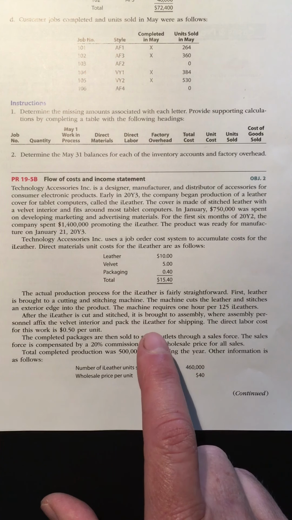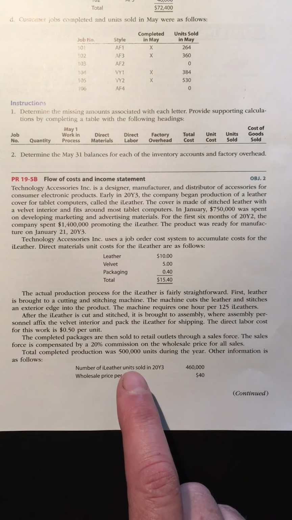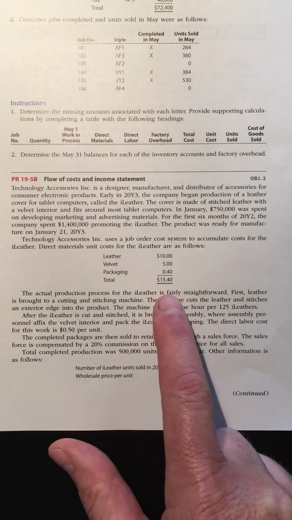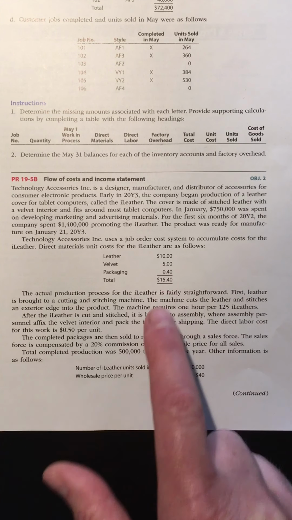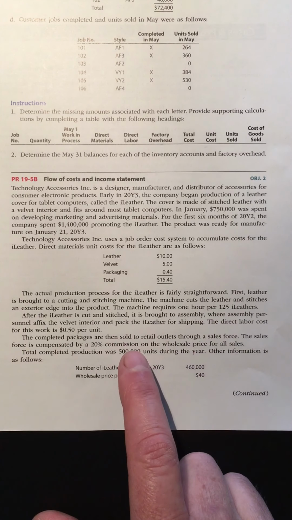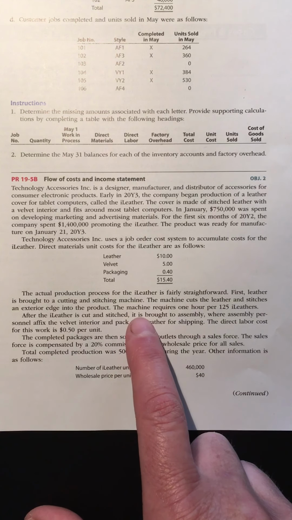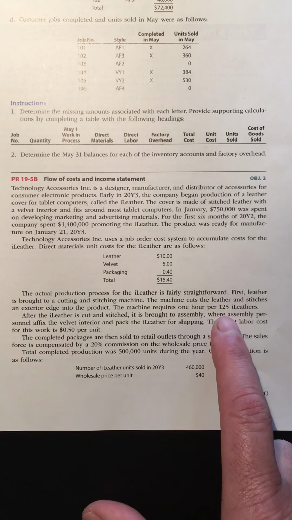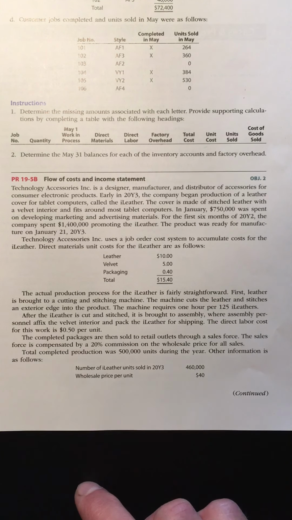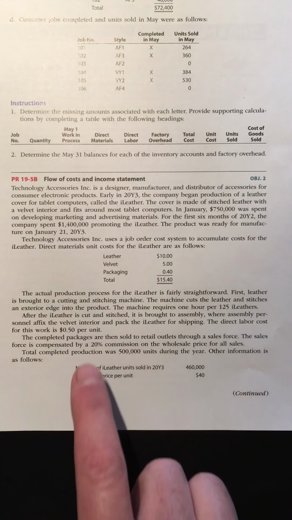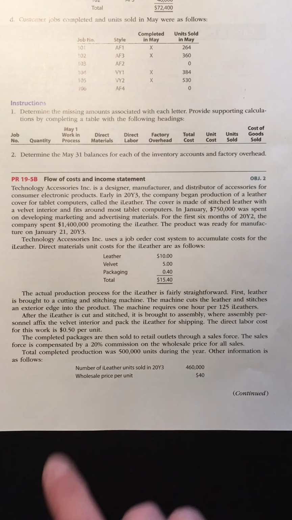So I've got leather of $10, velvet of $5, and packaging of 40 cents for $15.40. That's my direct materials per unit. And it talks about the production process here. I think it's worth reading that. It has a machine that requires 1 hour to produce 125 units. That's going to be important when we come to factory overhead. And it says the direct labor cost to do the final processing on it is 50 cents per unit.